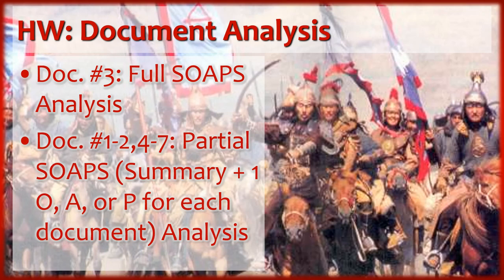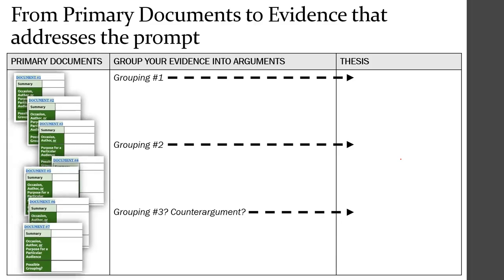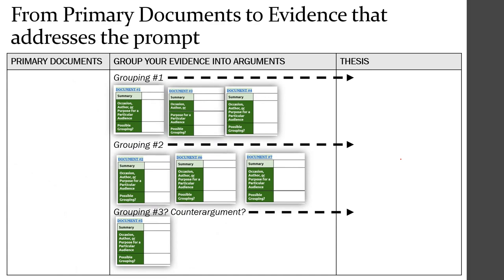Right, once you have the document analysis complete, you've evaluated all 7 documents, now you need to make an argument or a claim. Hopefully, from the 7 primary source documents that you have, you're able to group them together into arguments and then take those 2 or 3 groupings as a means to generate a thesis statement. Now, this can be done in a number of different ways.